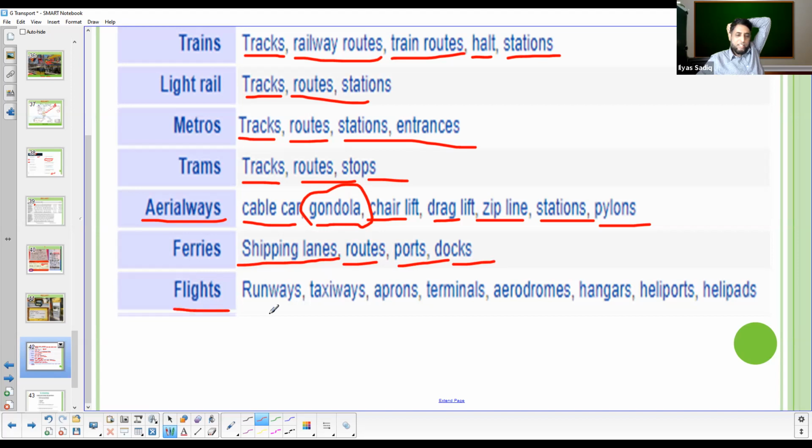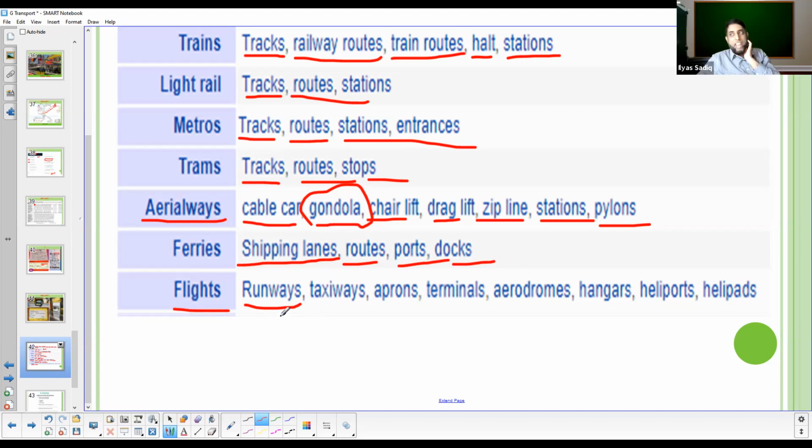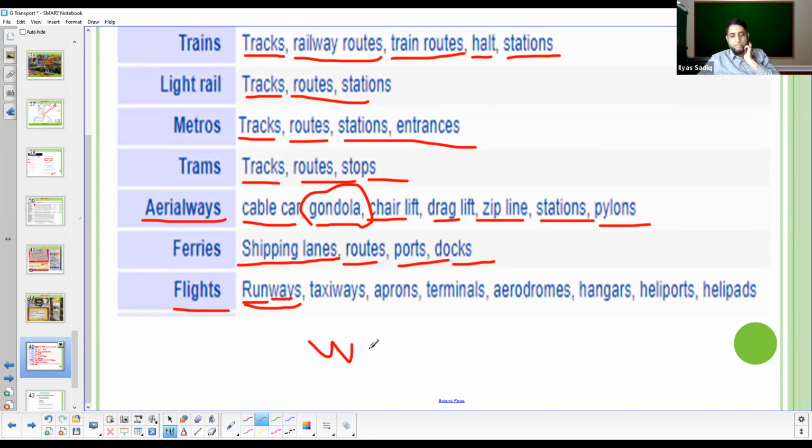What about flights? Okay, runway. Why is it a runway? Anybody have an idea why the runway is called that? It's a place where a plane starts to move until it's in the air. Exactly. This is a way where the aeroplane gets ready to fly. Runway is like a run way. Way means road, right? So a runway is a run road where the aeroplanes run to fly.